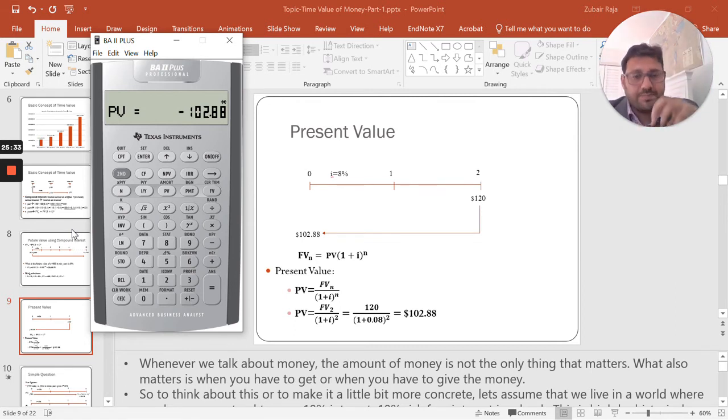Whenever we have to find the future value, we are compounding the present value to the future value. We add the interest. And when we are trying to find the present value from the future value, we discount it. And discounting, always division is involved. If you see 120 divided by 1 plus the interest at which we are discounting it, raised to the power 2, we are getting 102.88. So over here, the interest rate is actually the discount rate as well. That's why these names are used interchangeably: interest rate, discount rate, rate of return.